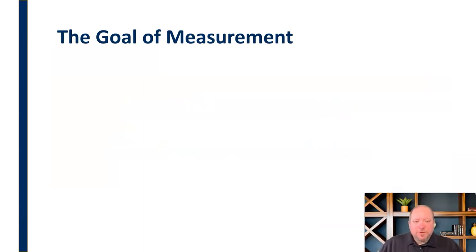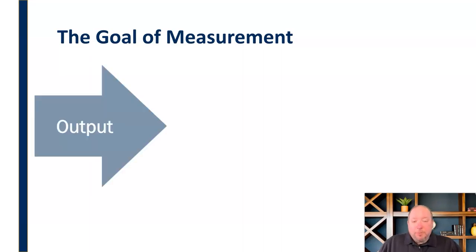So first of all, let's talk about the very basics, the goal of measurement. What are we doing here? What's the purpose of all this? And what are we looking at, really? So we start with the goal of measurement: we have to factor in our output, the output of ourselves individually and of our team and whatever's going into this campaign.